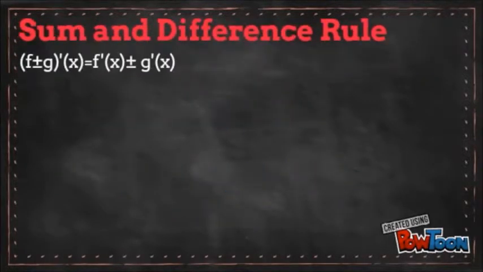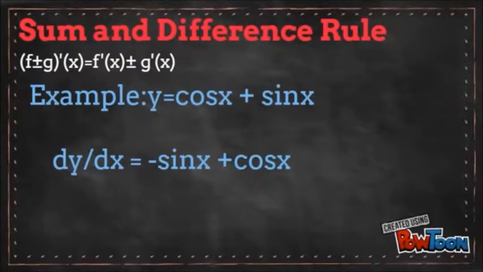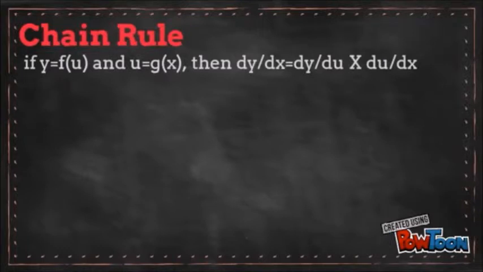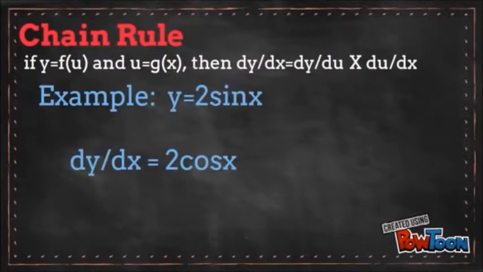The sum and difference rule, where the derivative of f plus or minus g equals f prime x plus or minus g prime x. An example would be that when y equals cos x plus sine x, dy dx equals negative sine x plus cos x. The chain rule, where if y equals f(u) and u equals g(x), then dy dx equals dy du times du dx.